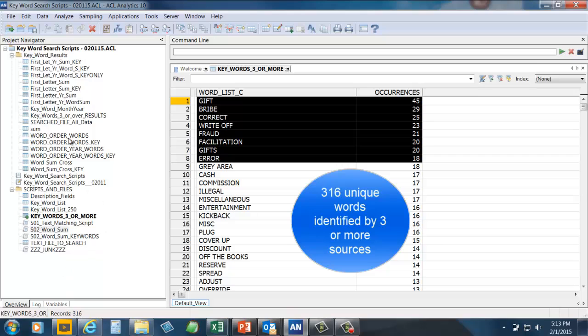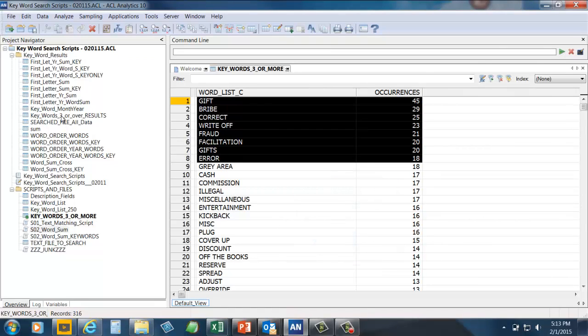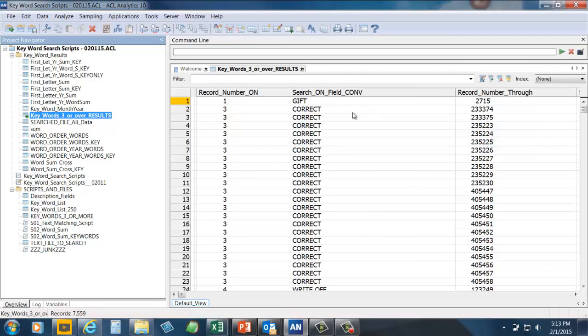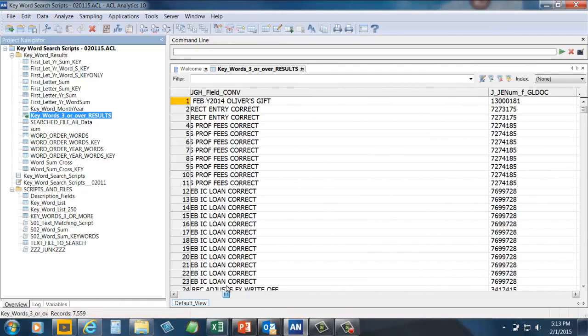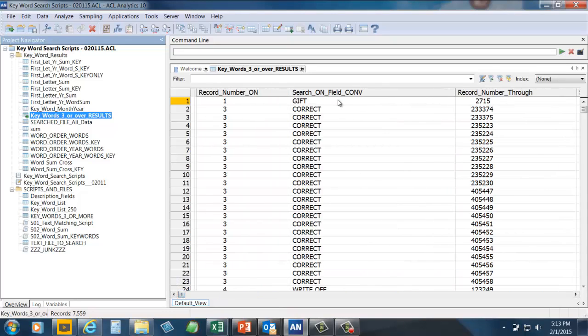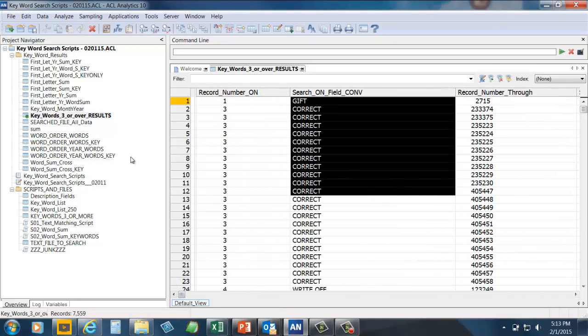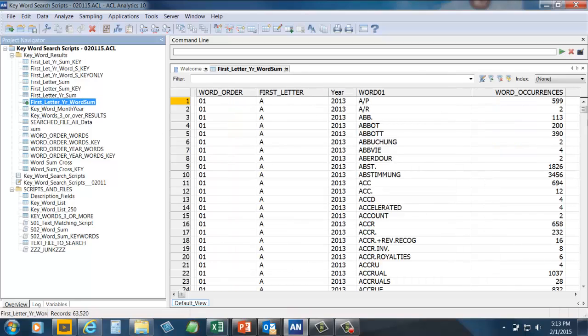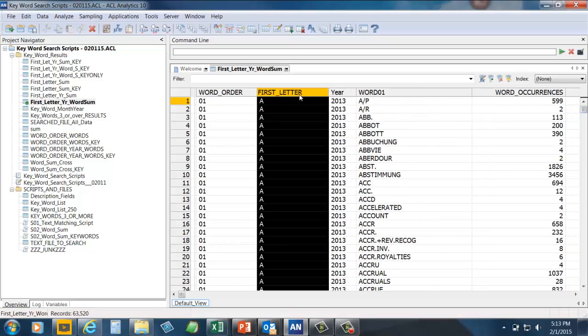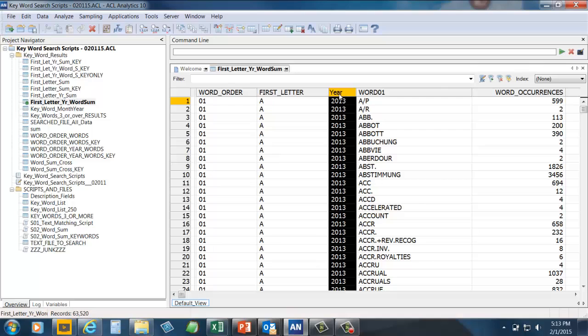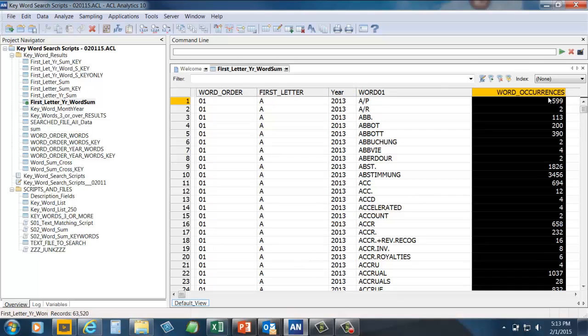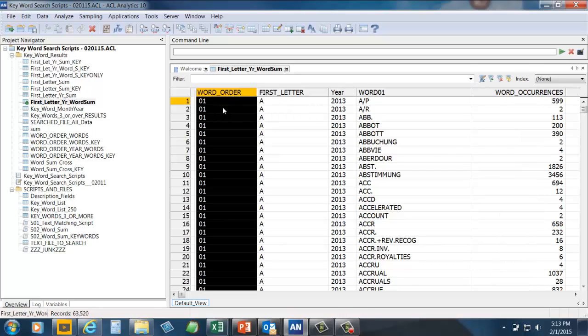I then searched through my key data file, and I think this is the final results of that, where it has the description over here, but then it has where, what word showed up and all that. We're going to look at this in a much better way in a second. I also did a summary of all of the keywords in the data. So now I'm looking at every word, and not only the first letter of that word, the year that it showed up, how many times it showed up in that year, and what word order. Like, is it the first word, the second word, the third word?